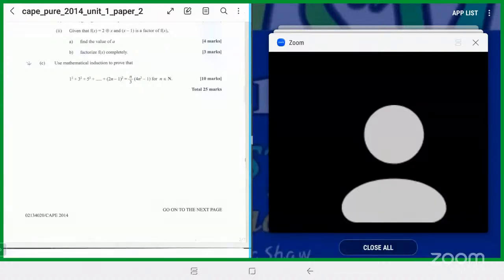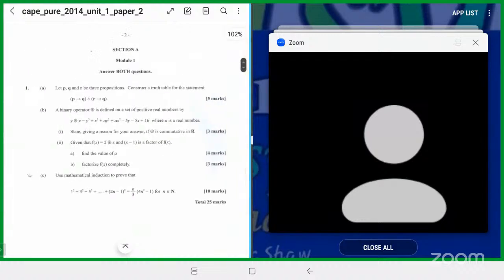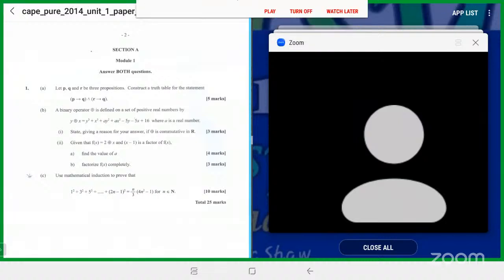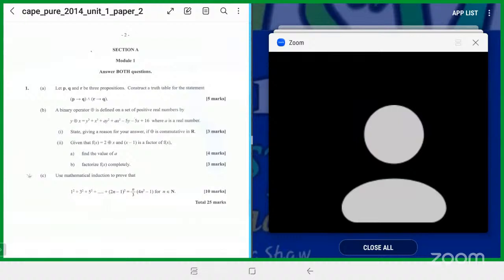That CAPE paper 2014. I know a lot of you are in advanced, but it doesn't matter. The level of some of the questions are the same in pure math and advanced. So once the level is the same or even just a little bit above, we can do it. Advanced students can do it.